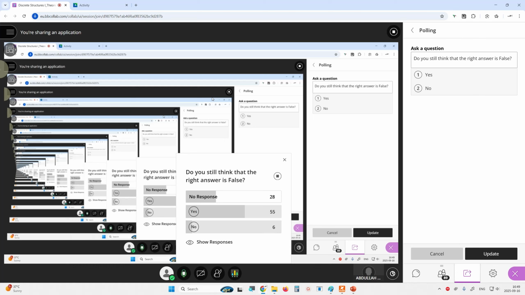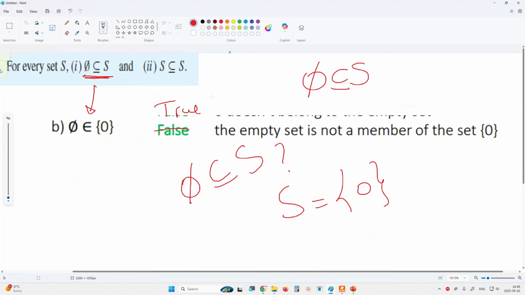So you still think it's false. Actually, those that are thinking it's false are right. Why? Because this is false, and this is not what we're talking about. This is a set that is part of another set. This is an element part of a set. These are two different things. So I'm talking about this as an element. Is it part of a set?